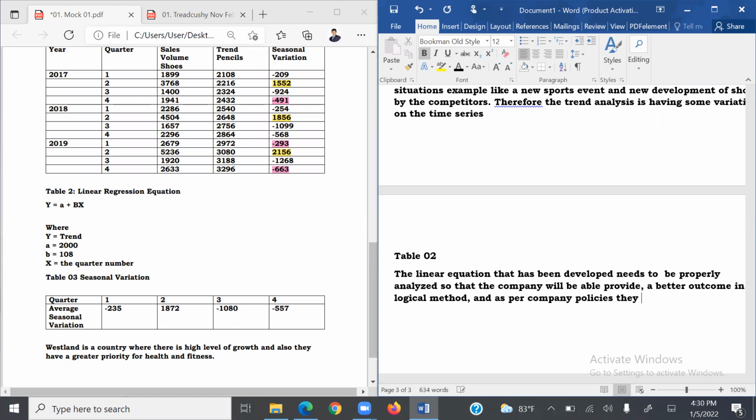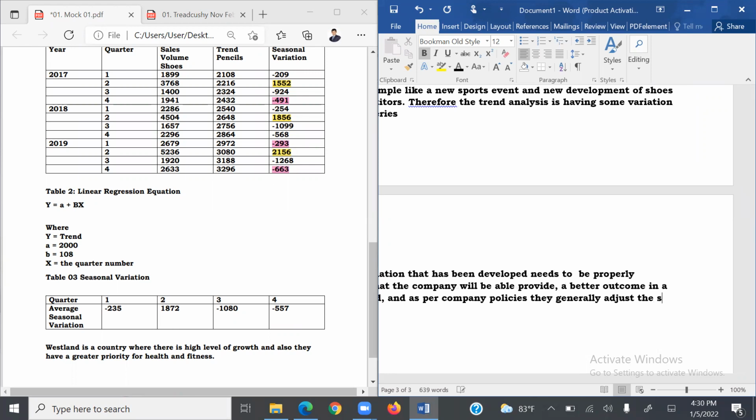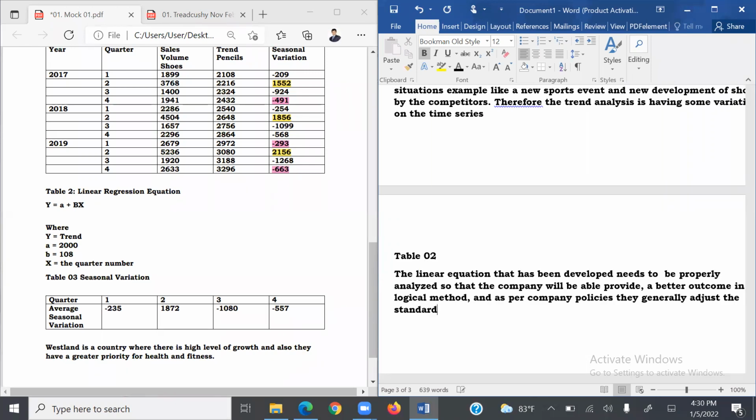and as per the company rules, as per the company policies, they generally adjust the standards on a continuous basis. So this has been ignored. What, students? Ignored at the moment. So I believe this has given you a better insight of this.